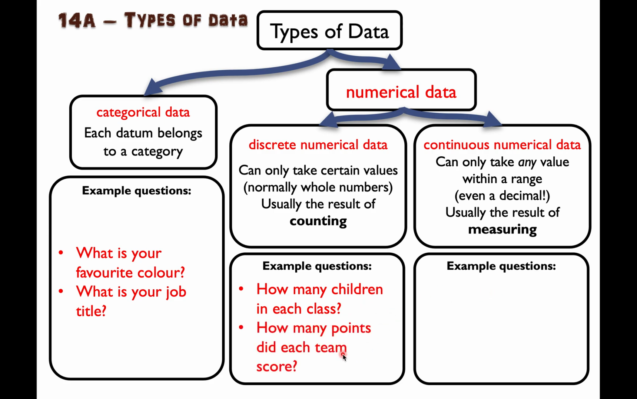How many points did each team score? Again, teams can't score 2.317 points. It's either 2 points or 3 points. And that means it is discrete. And usually that is the result of counting.